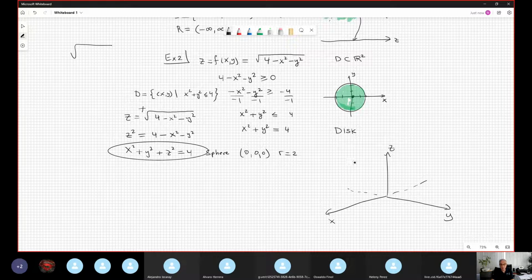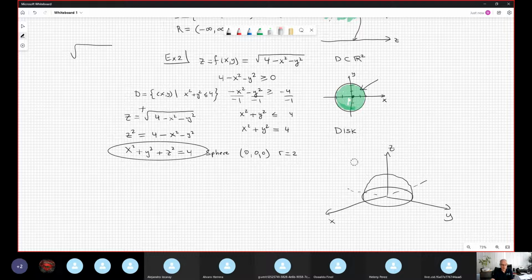The hemisphere, this is exactly the circle, no? Okay, we have that here in the domain. But in 3D, we have the hemisphere. No, the bottom part, no. The bottom part, no. Okay. It's only the positive part.